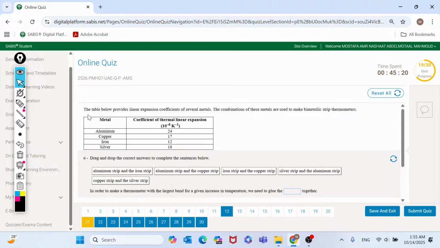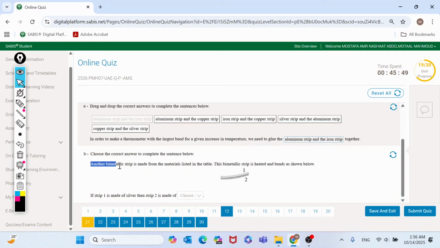Okay, this is in the periodic quiz also. The table below provides the linear expansion coefficients of several metals. A combination of these metals is used to make bimetallic strip thermometers. In order to make the thermometer with the largest bend, you're going to have the highest coefficient with the lowest coefficient. So it's going to be aluminum and iron, so it would bend the most. Bending the most means the greatest difference. Aluminum strip and iron strip.